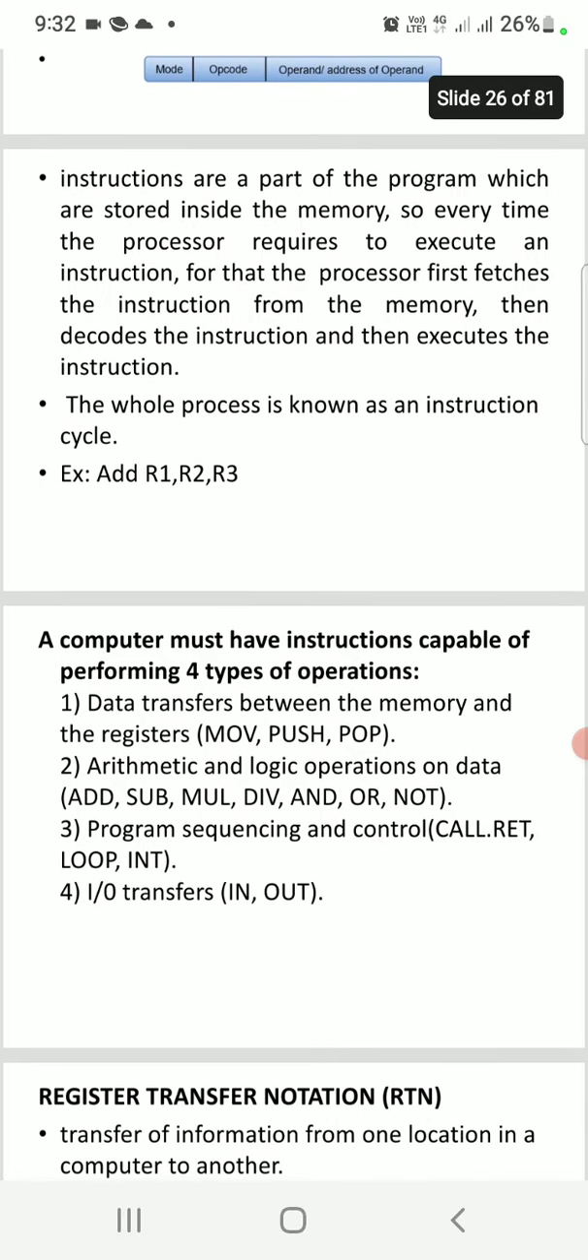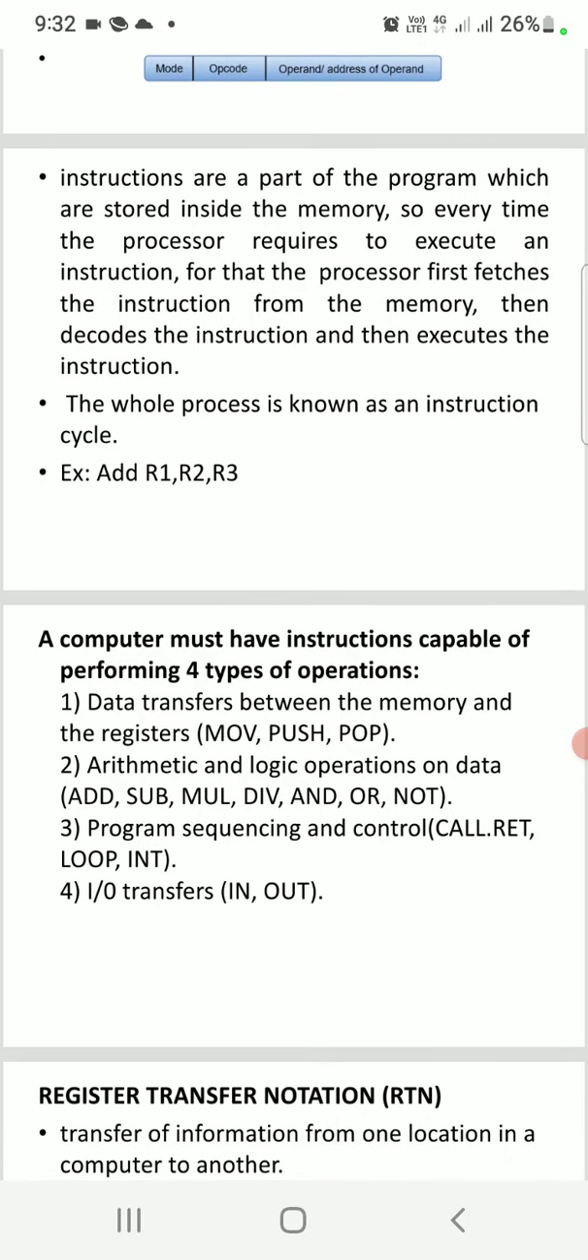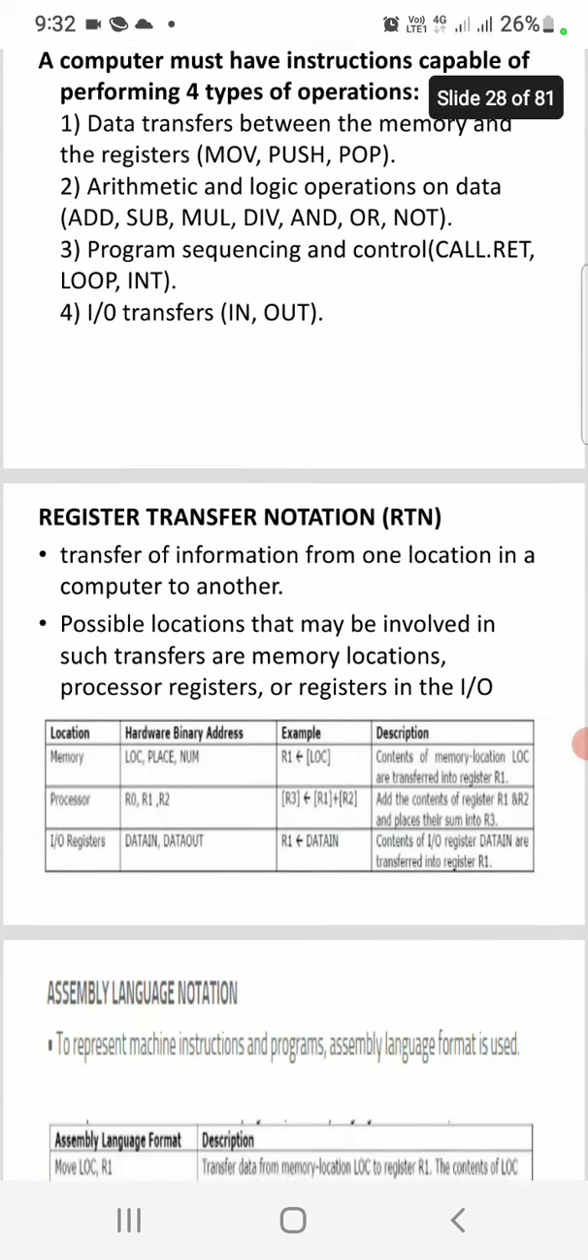Next we go for the four types of operations in instructions. First one is data transfer between the memory and registers, using the move, push and pop operations. Second is arithmetic and logical operations: addition, subtraction, multiplication, division, and, or, not. Next one is program sequencing and control. The fourth one is I/O transfers, which are input and output operations.